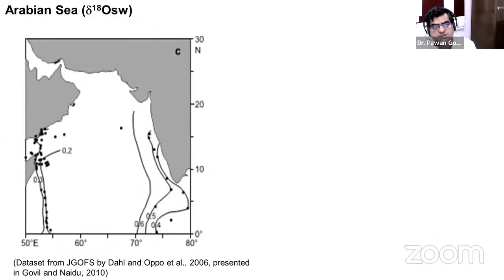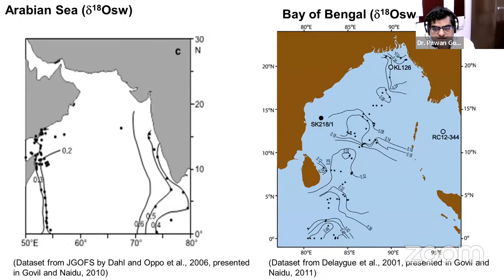So first I will start with the Arabian Sea delta-18O wetting of seawater. This data set we have taken from the study by Dahl and Oppo et al. 2006 and presented in Govil in 2010, where you can see that in the coastal area we have 0.4, and in the open ocean we have 0.6 value of the delta-18O of seawater, in which this planktonic foraminifera lives. So they have those signatures in it. Comparatively, if we see, the Bay of Bengal delta-18O of seawater is pretty lower.